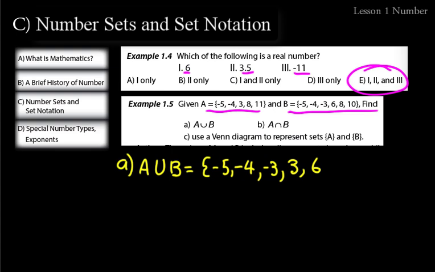Then a 6 in B. An 8 in both of them. A 10 in B. And 11 in A. And so there's the union.